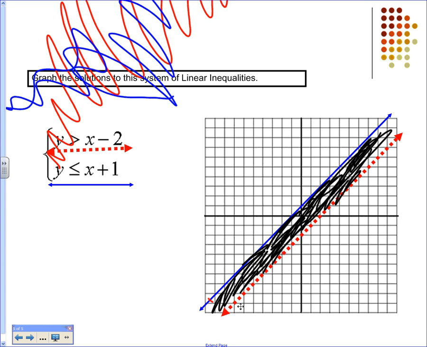Any questions? Yes. I didn't staple on mine.